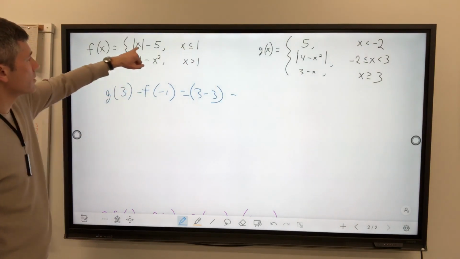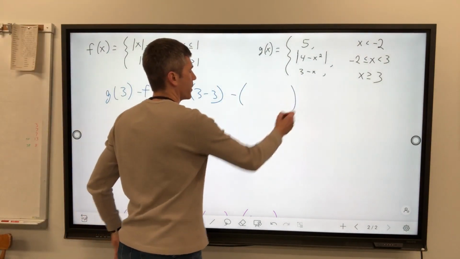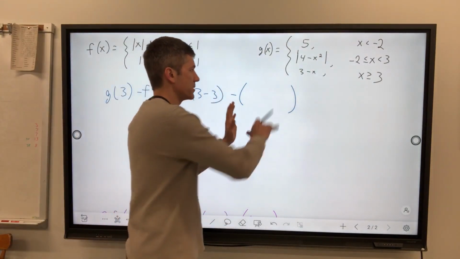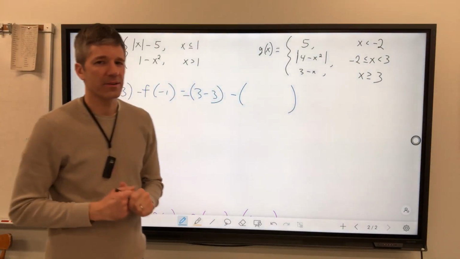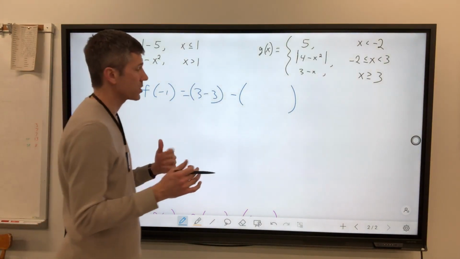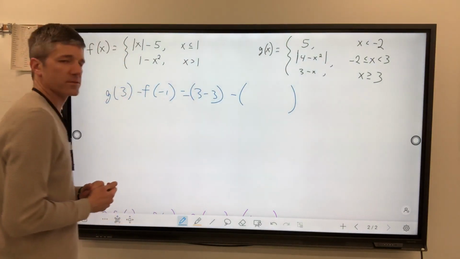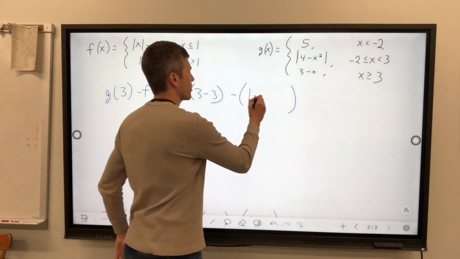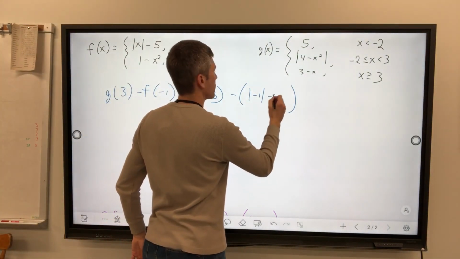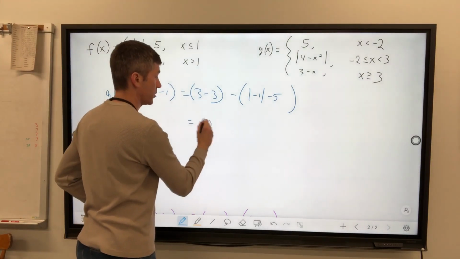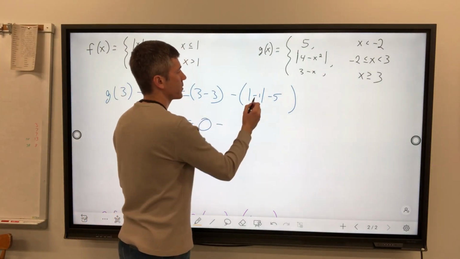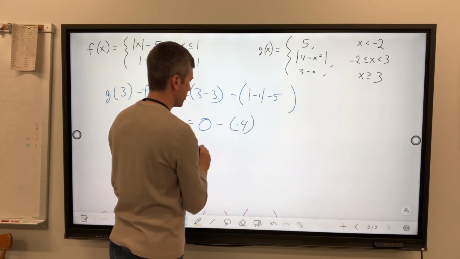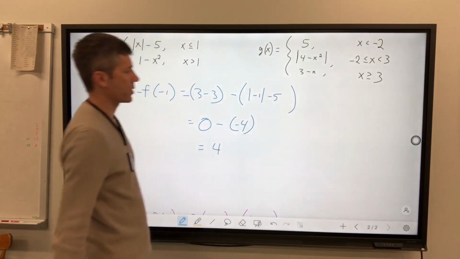-1 is less than 1, so -1 goes here. I will put parentheses around this because it runs the risk of being negative, and then we'd have subtraction of a negative. A lot of sign errors can happen when you leave parentheses out. Trust me, I know. I've been here since the chalkboards were hanging. -1 is going to go there, so I'll have absolute value of -1, and then minus 5. So 0 minus. Okay, absolute value of -1 is 1. 1 minus 5 would be -4. So a lot of this can happen in your head, but I wanted to show it on the board.